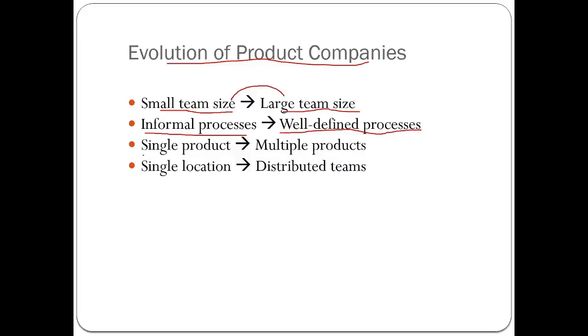At the beginning, the company handles a single product. Once they are perfect in handling the single product, then they can handle multiple products. Single location: at the beginning, all team members will be working at a single location, and later on, to increase their business, they will distribute the teams. It can be within the same country or it can be outside the country, globally.